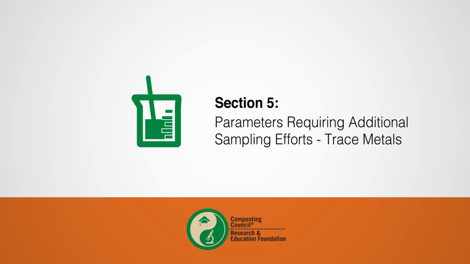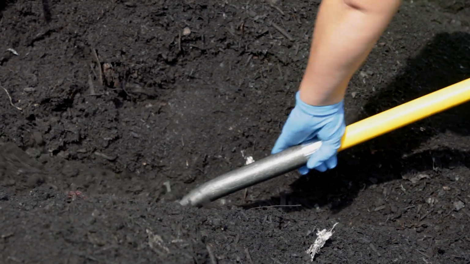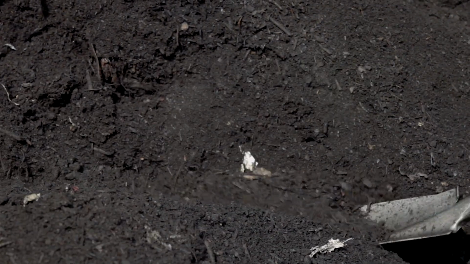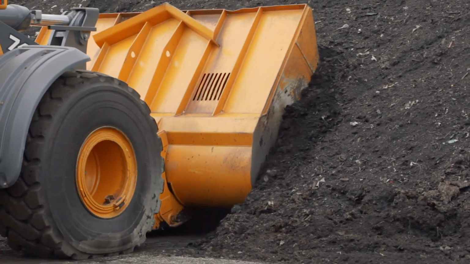When sampling for trace metals such as arsenic, copper, lead, or zinc, use the same method for collecting subsamples detailed in video 1 of this series. The key with trace metal testing is to avoid having the compost sample come into contact with equipment or surfaces that may contribute additional metals.